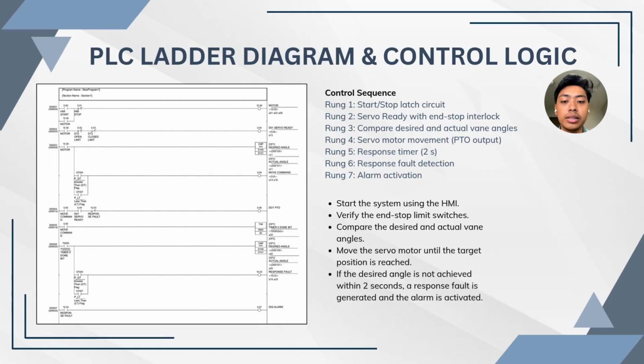Once the system is started, the PLC will check the end stop limit switch to ensure the servo motor can operate safely without exceeding the limits. Next, the PLC will continuously compare the desired vane angle entered by the operator with the actual angle measured by the encoder. To ensure reliable position operation, a 2-second response timer monitors the servo movement. If the servo does not reach the target angle within the limit, the PLC identifies it as a response fault. Overall, this control logic ensures the VIGV operates accurately, responds efficiently, and maintains safe operation throughout the system.